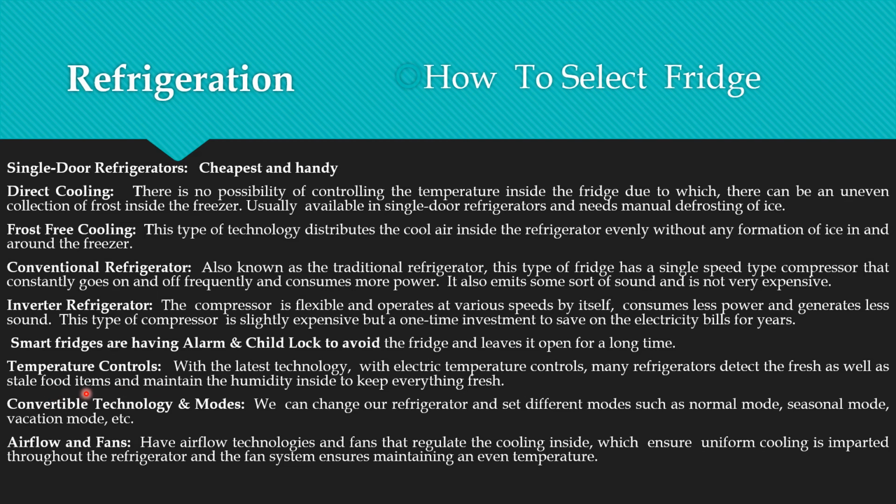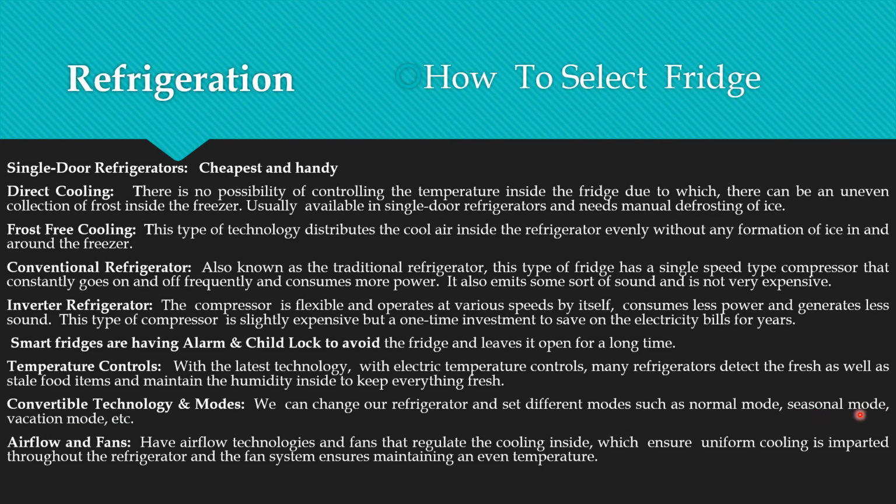It is also costlier. Convertible technology and modes. This is also a very high price for the refrigerator. In this type of refrigerator, you can set different modes such as normal mode, seasonal mode, or vacation mode. So when you are going on a vacation, or when there is no load and you are not going to use the fridge for more time, for 1 week or something, then you can put it in vacation mode.